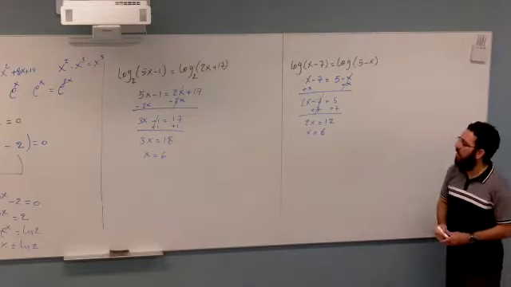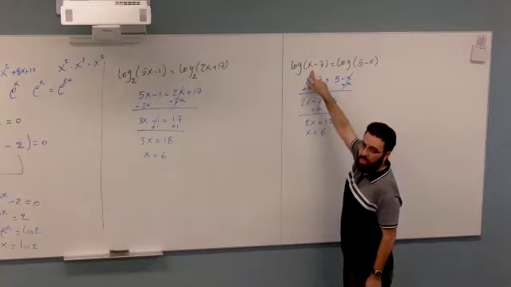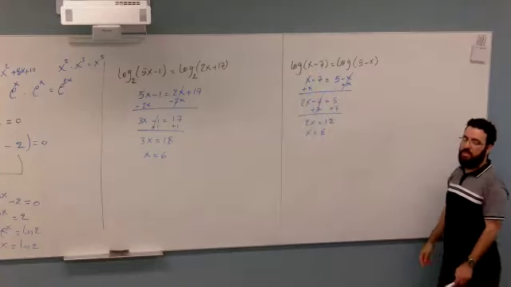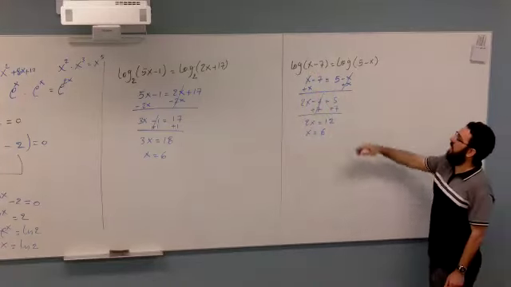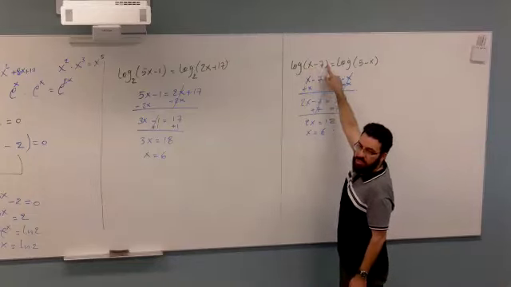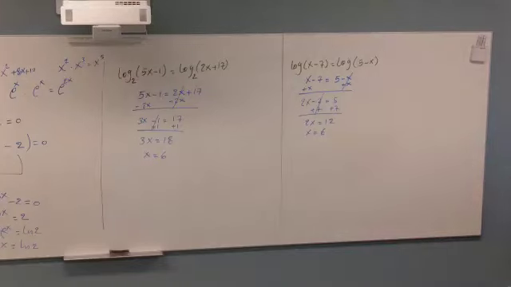Now let's check. Plug in the 6 here. Log of 6 minus 7 equals what? Go ahead, plug this one into the calculator. Plug in the 6 here. 6 minus 7 is negative 1. So when you plug in log of negative 1, what is it going to be?